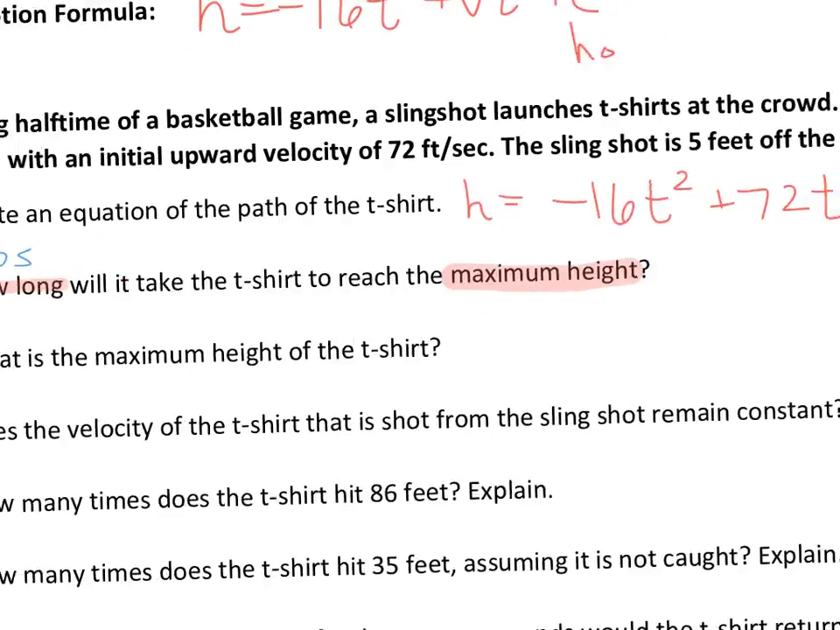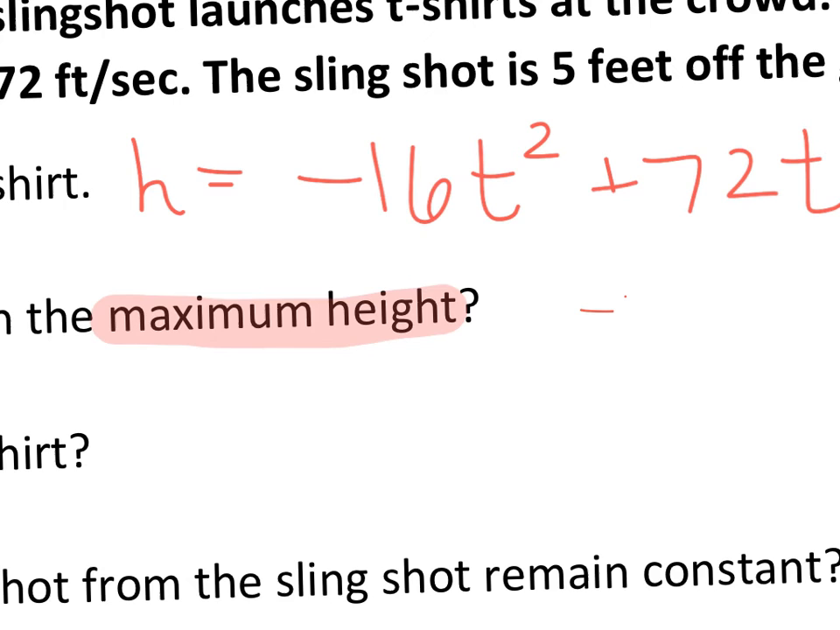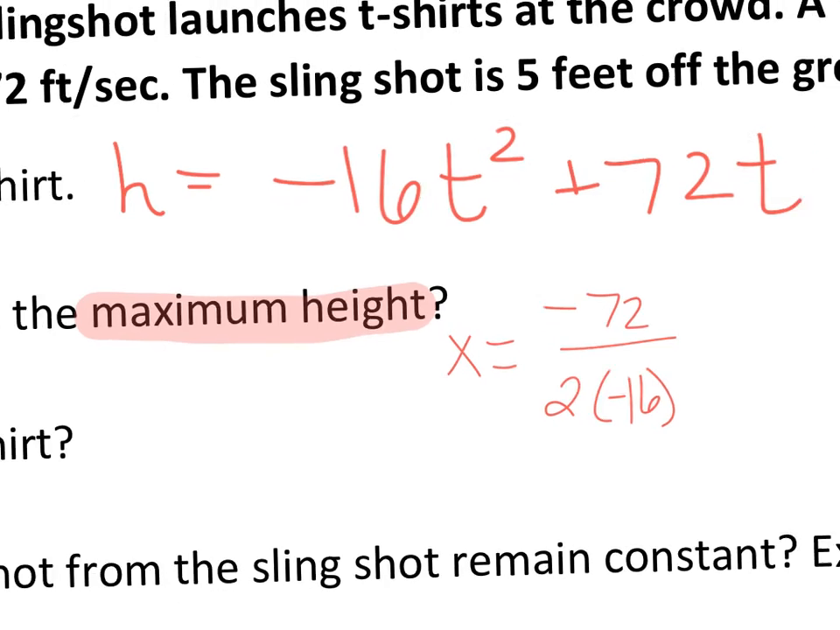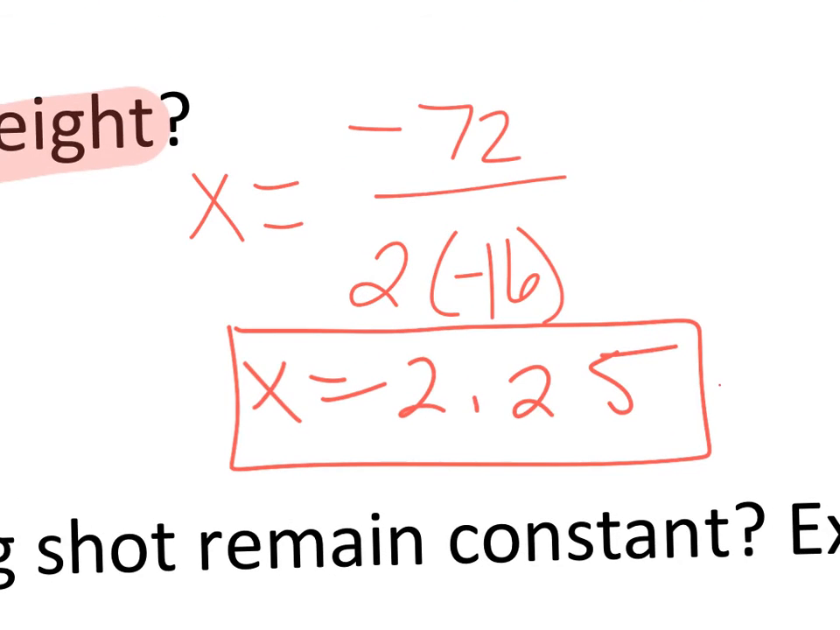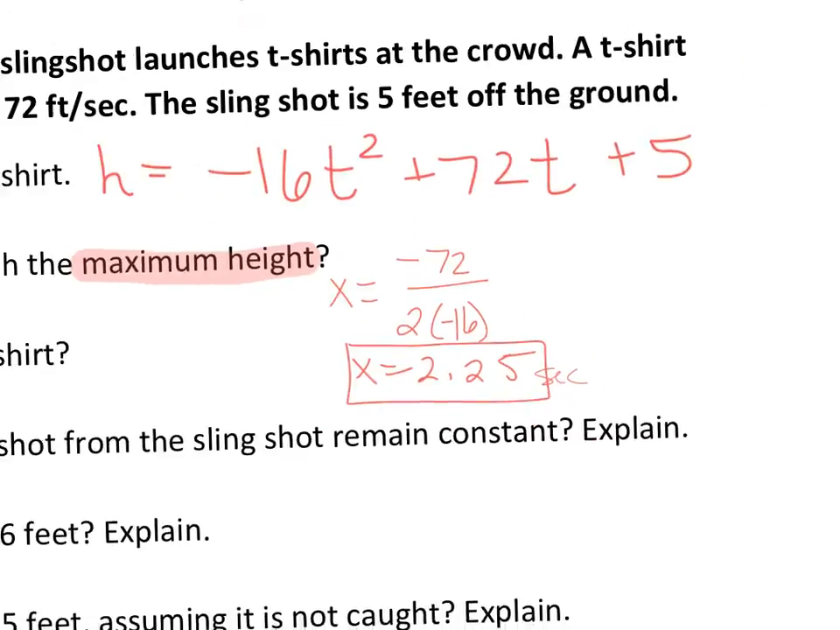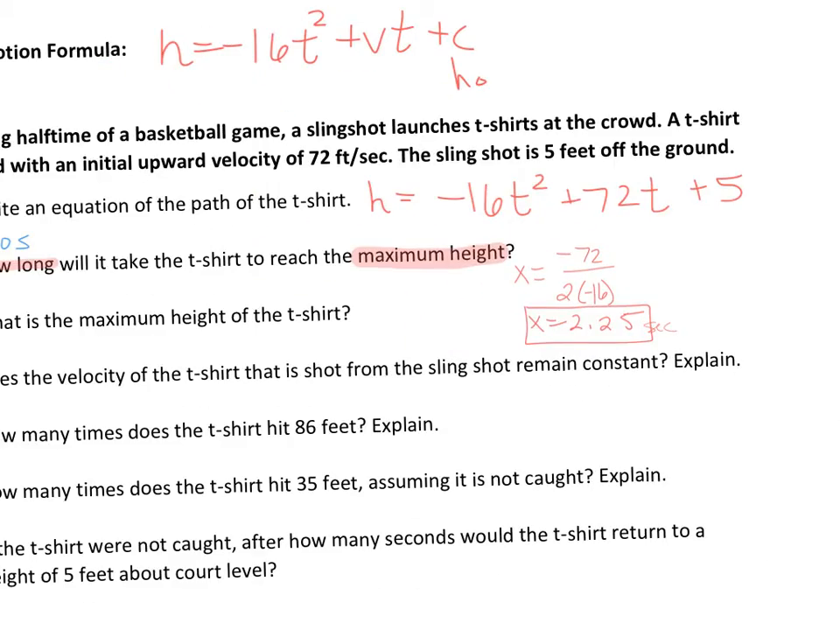So let's go ahead and figure that out. We've got -72 over 2 times -16. Negative b over 2a, that's what I'm using here. So I'm getting 72 divided by 32, and I ended up with 2.25 as my axis of symmetry. That means at 2.25 seconds it hits the peak. Now, next part here.